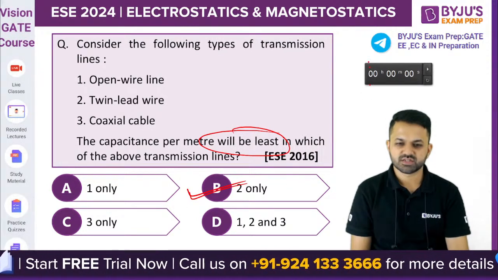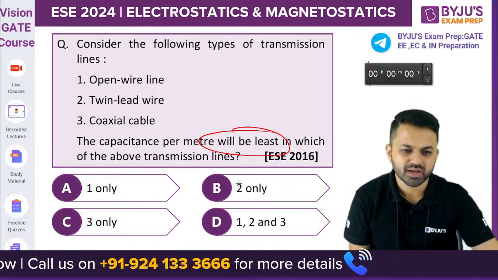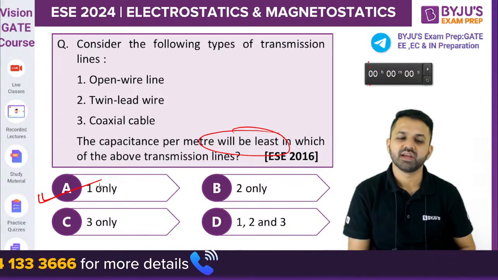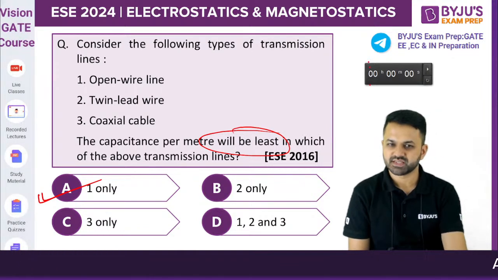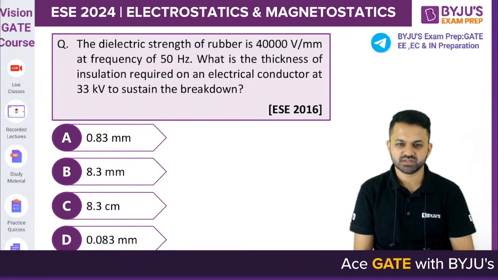Yes, so the correct answer is, sorry, open wire, not twin lead. Open wire transmission line has the least capacitance. This is a direct theoretical question.